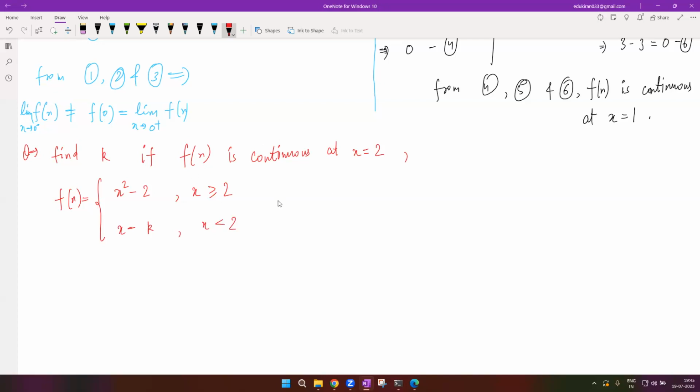So if f(x) is continuous at x equals 2, it means that LHL at 2, f(2) and RHL at 2, all three of them are equal. One of them or maybe two of them will include k, and then you will be finding out that k. Okay, I'll make this tough for you. Now solve this. Find k if f(x) is continuous at x equals 2 and both the expressions contain k.